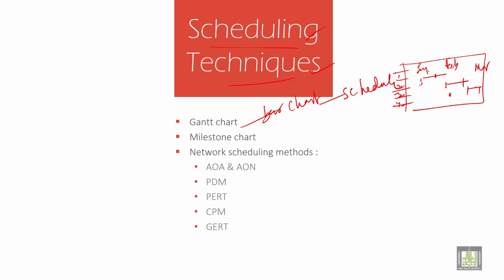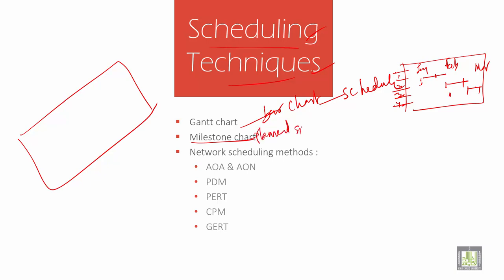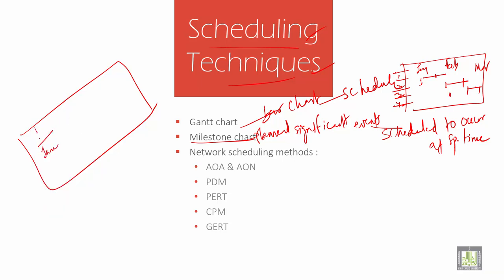Next is the milestone chart. This milestone chart focuses on planned significant events that are scheduled to occur at a specific time. Such an event could be the initiation or completion of a particular important or critical activity, or review or approval dates. For example, the start of a project, January 2017, and we draw a line.